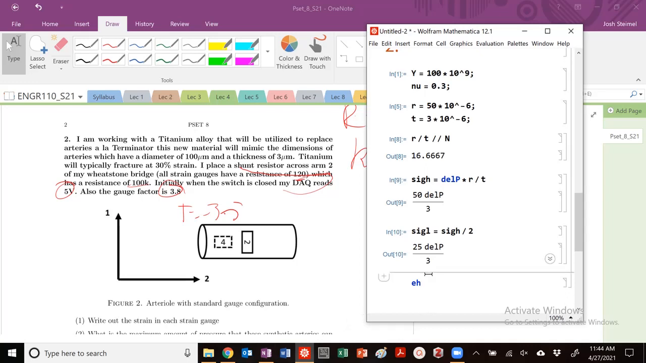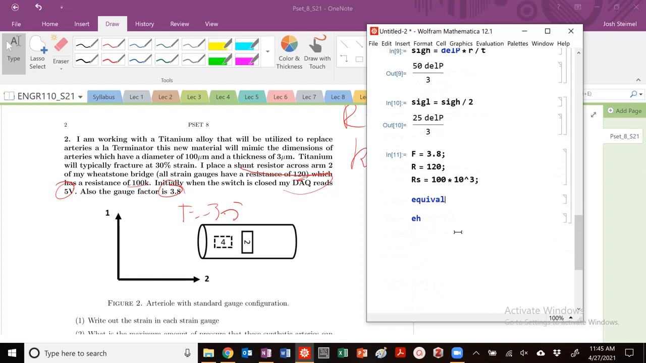So my F is equal to 3.8. My resistance is equal to 120 ohms. My RS is equal to 100K, so 100 times 10 to the 3. So now when I close the switch, my equivalent strain, not resistance, is going to be equal to the absolute value of minus 1 divided by F times R divided by R plus RS. There we go. So that's my equivalent strain. And that's the strain I get when my DAC reads 5 volts.